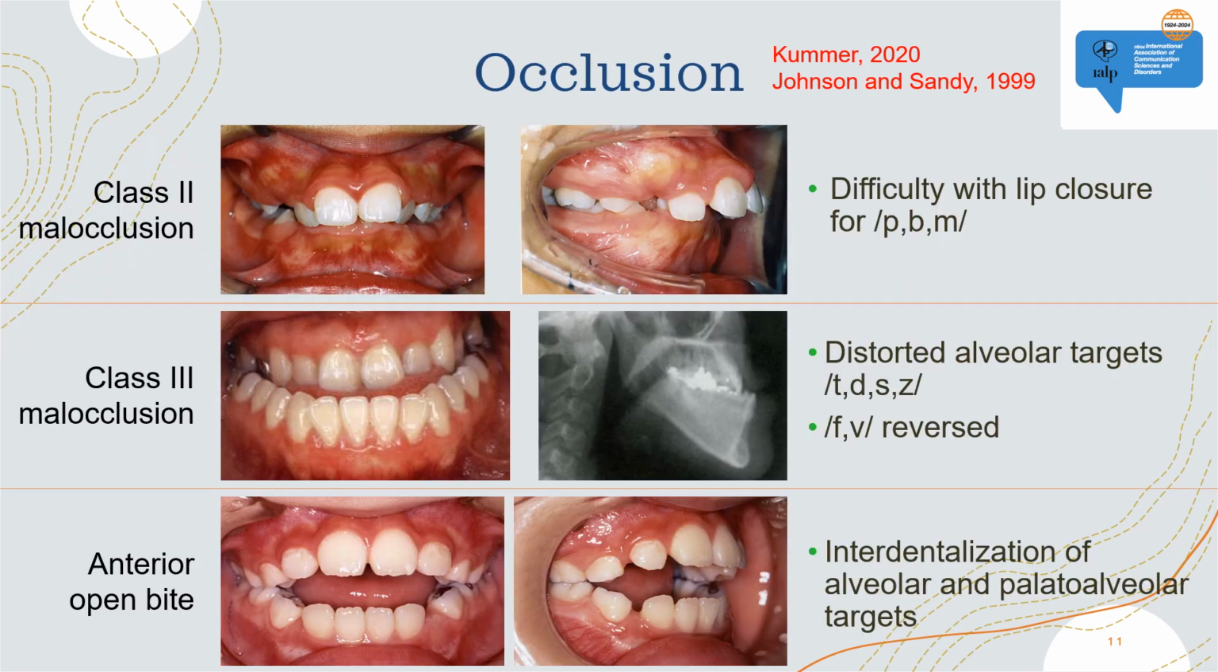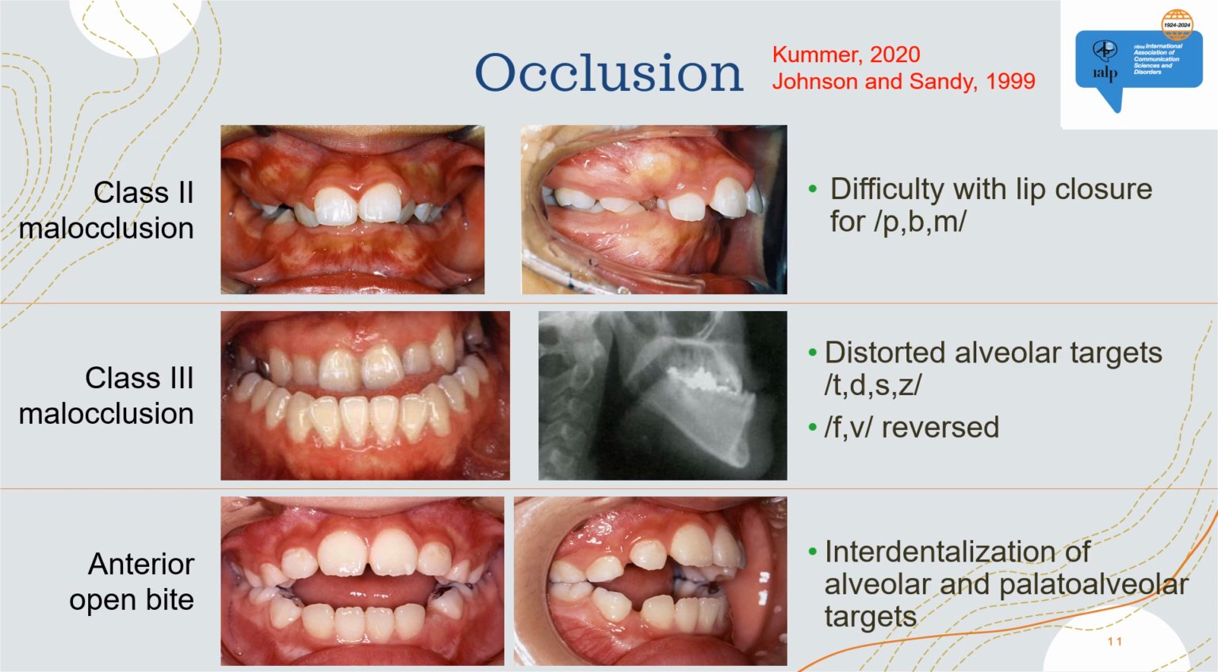Problems with occlusion are common in cleft patients. When class 2 malocclusion is severe, patients will have difficulties with lip closure, and that causes lack of bilabial closure during bilabial sounds. In the patients with class 3 malocclusion, the tongue is often in anterior position relative to the alveolar ridge, causing difficulty in producing alveolar sounds. Also, F and V sounds may be affected and produced as reverse labial dentals.